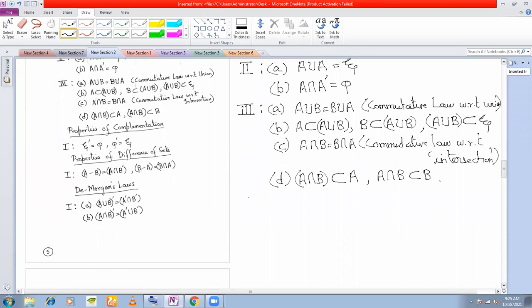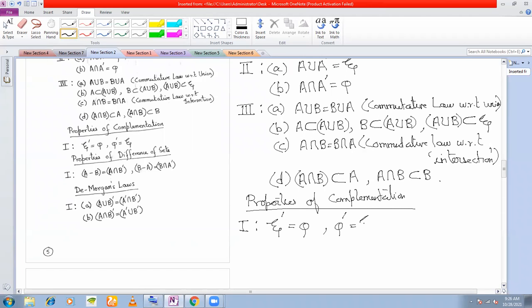Next is properties of complementation. What are the properties? Only two properties, very small properties: the complement of the universal set will be a null set, and the complement of the null set will be the universal set. So these are very basic properties.